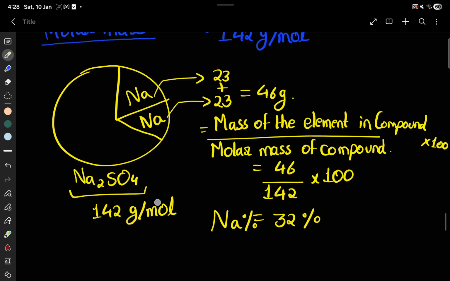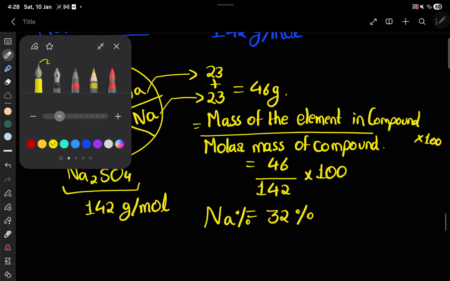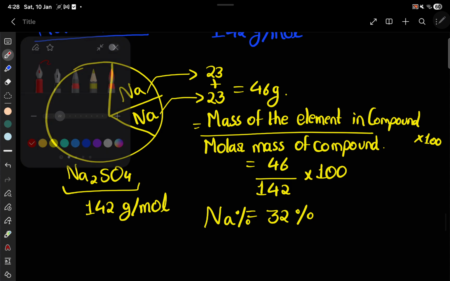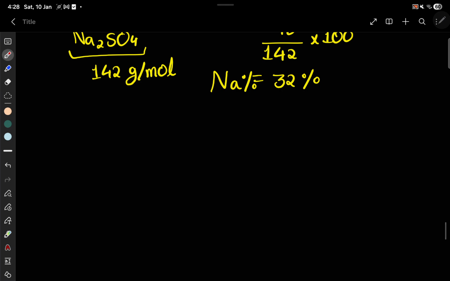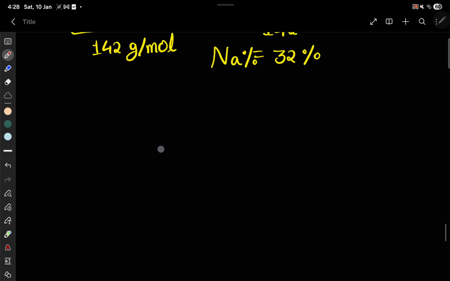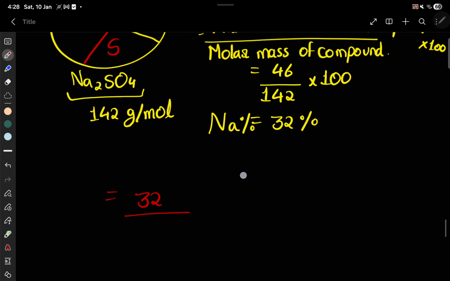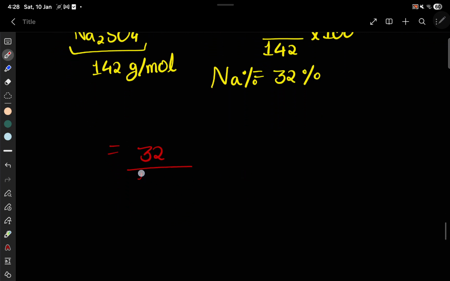Now we have calculated the percentage for sodium. Now it's time for the calculation of percentage for sulfur. As we know, in this molecule we have one single slice of sulfur. So in the numerator part, we write its molar mass. The sulfur's molar mass is 32, and in the denominator part, we write the molar mass of the compound, which is 142. It is going to remain the same for all of them, and then multiplied by 100. Upon calculation, we get our answer as 22.6 percentage.